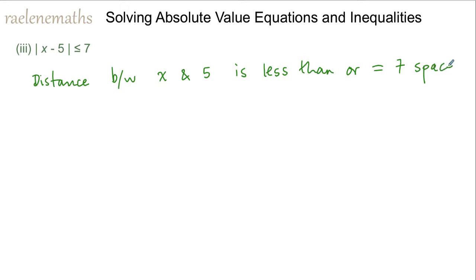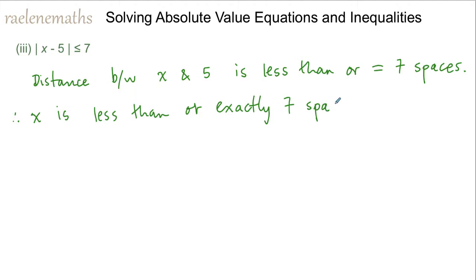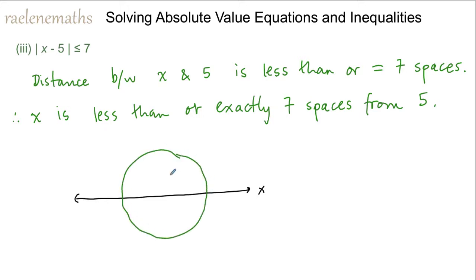And from the point of view of x, this means that x is, I'll put therefore, x is less than or exactly 7 spaces from the center of 5. So on our number line, which is the x-axis, we are going to have a circle, and the radius of that circle is going to be 7.